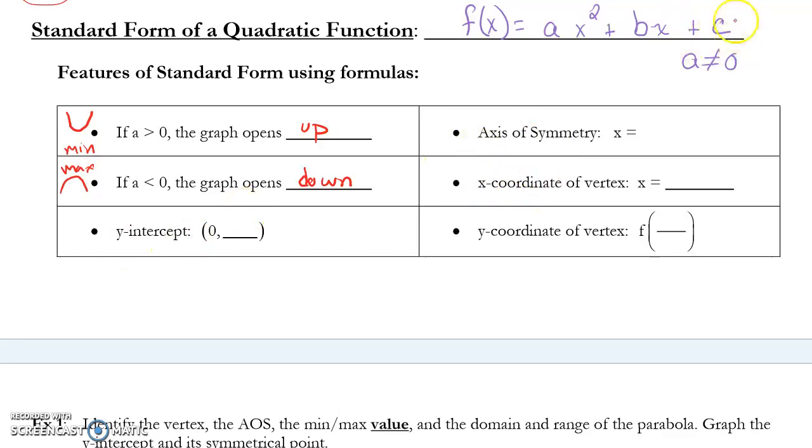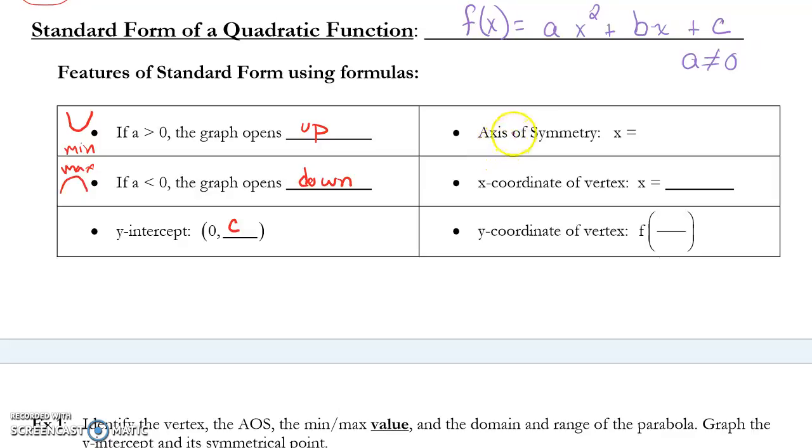The y-intercept is always going to be when x is 0. So if x is 0, my x term goes away, my x squared term goes away, and all I have left is my c term, so my y-intercept is at (0, c). That's going to be my additional point that I get a lot of times.